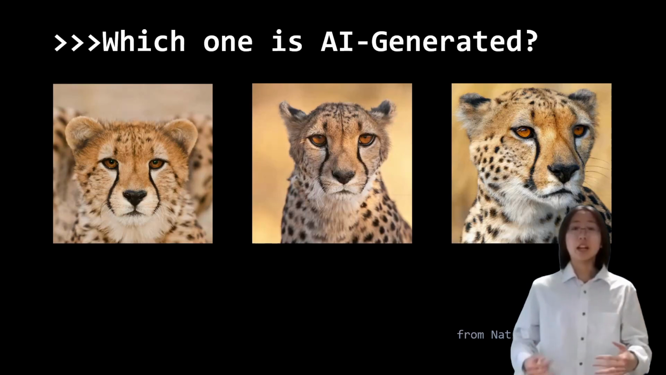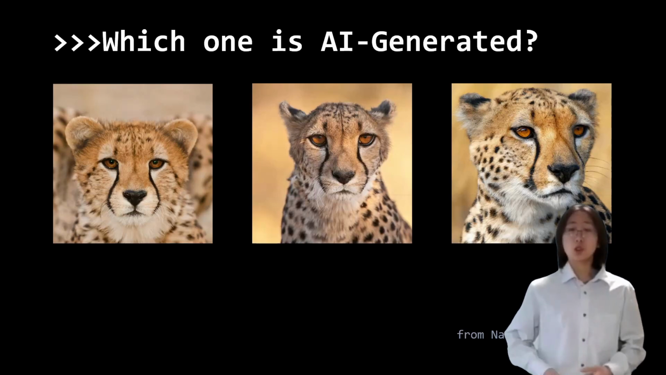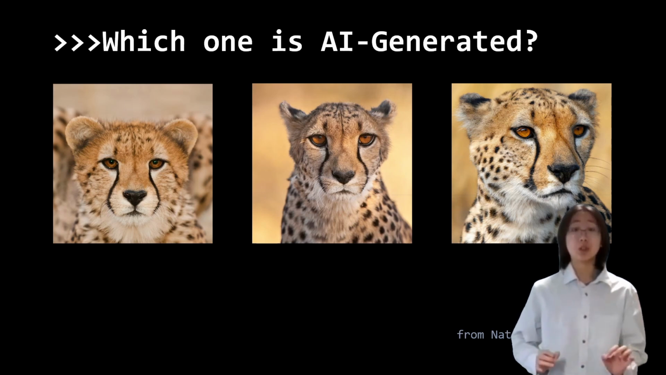Take a look at these 3 images from National Geographic. One is an AI-generated image. Can you tell which one it is? Keep that in mind. We will come back to this later.